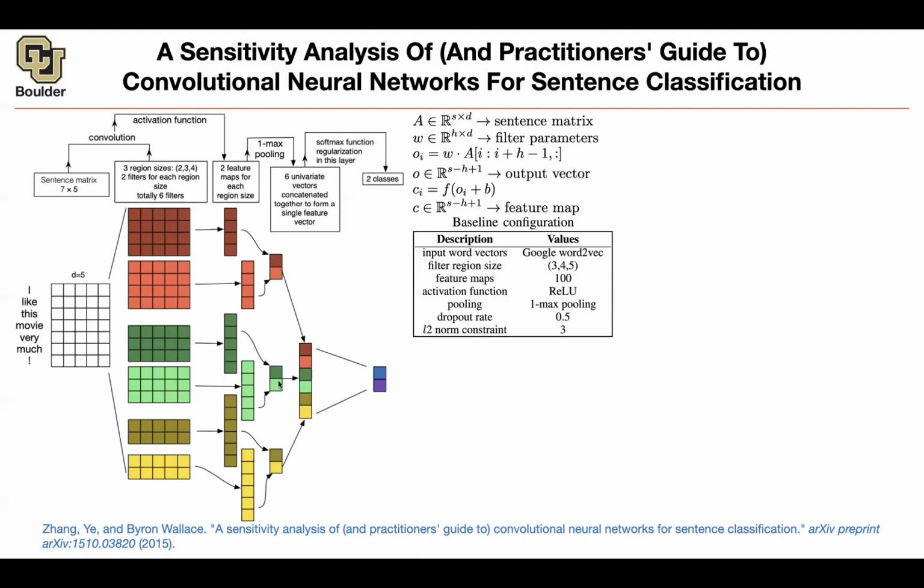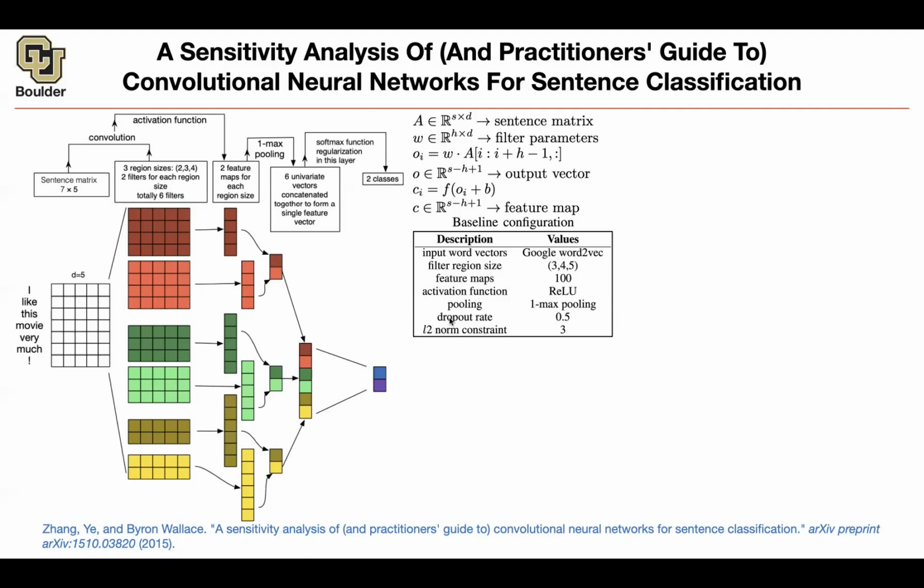Then you concatenate everything together. In the end, you need 2 classes. You're going to multiply this vector by a matrix that takes you from this dimension to 2 dimensions. And then you do your classification. Is the architecture clear? Any questions so far?